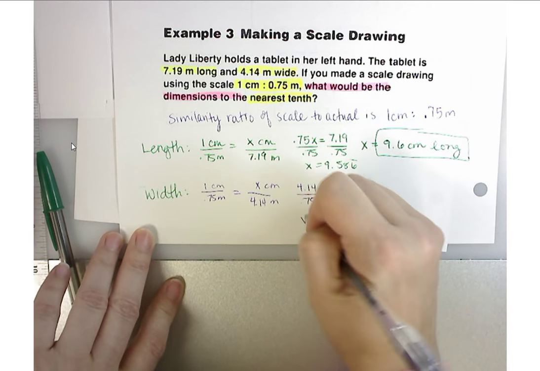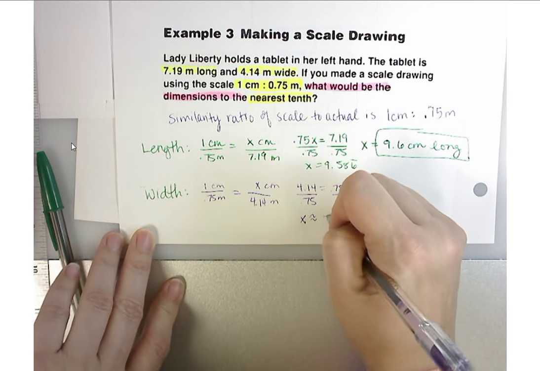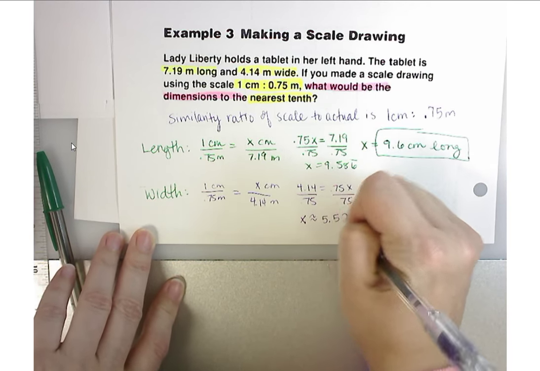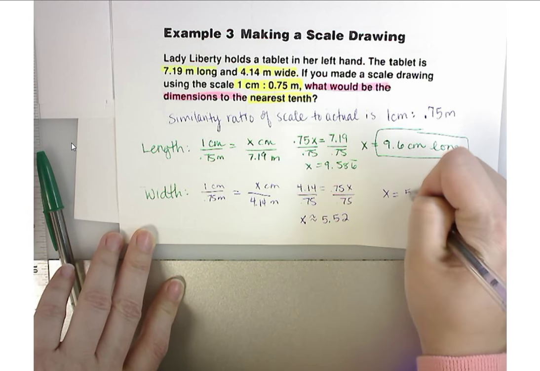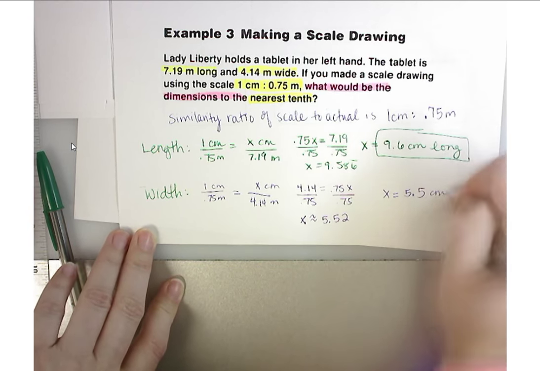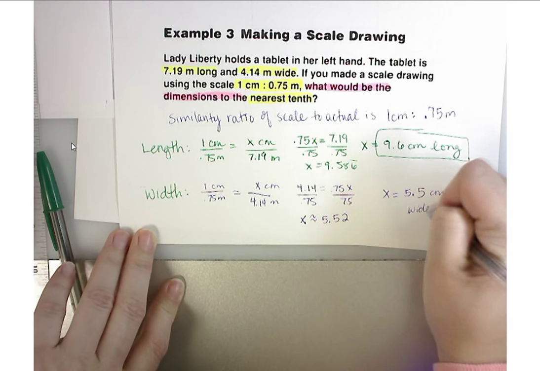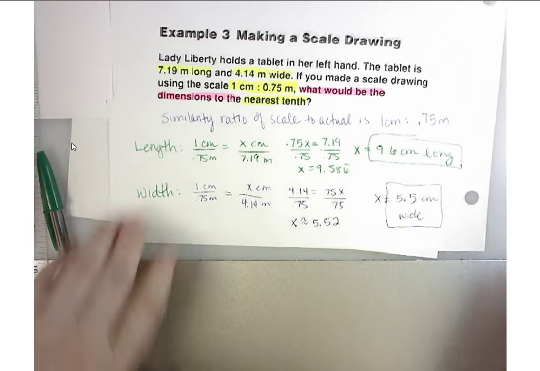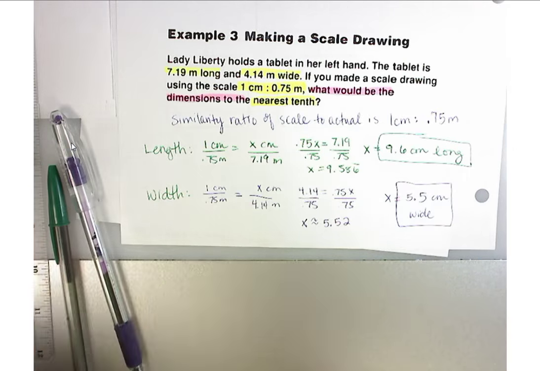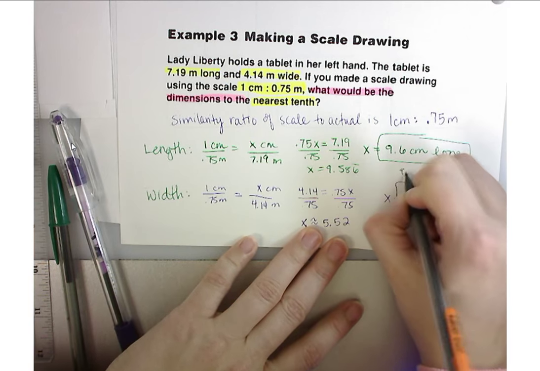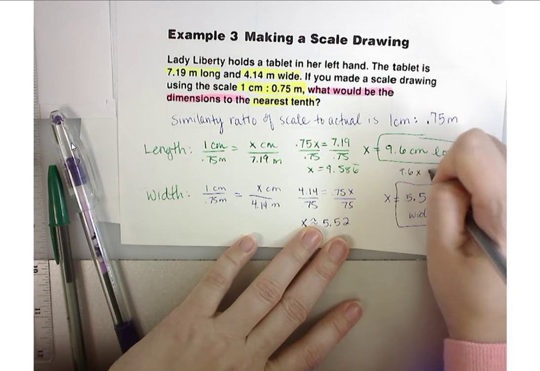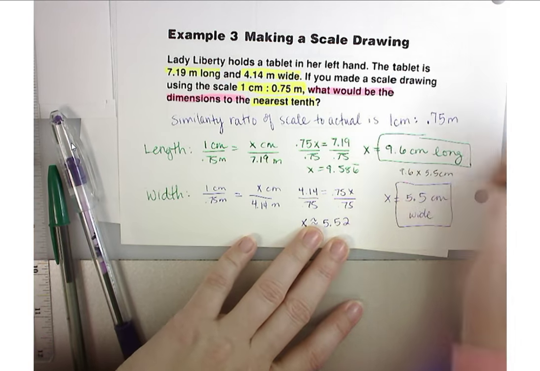Okay, and then what did you get for x? 5.5. Good. So x would be 5.5 centimeters wide. So then your dimensions are 9.6 by 5.5 centimeters.